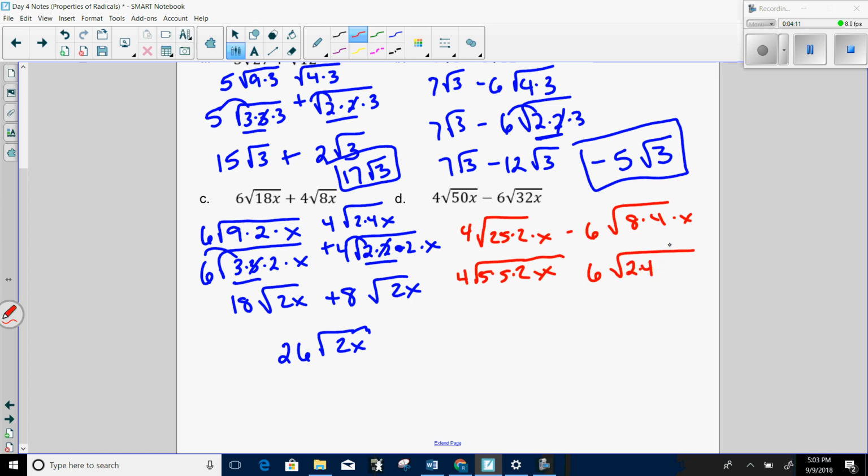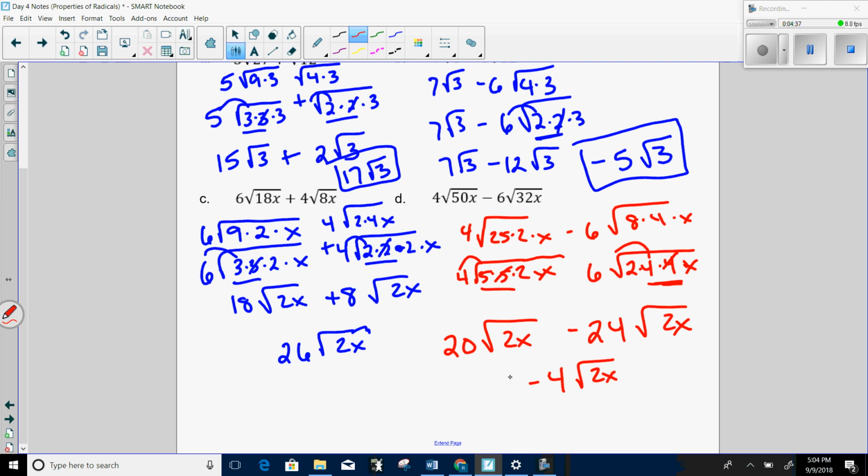But notice how there's a 4 here and there's a 4 here. If you just drop that down, you don't have to break down that 4 here because you're looking for pairs. Now, if you didn't recognize that, you could. And we look for pairs. The 5 comes out, gets crossed off, so that becomes 20 square root of 2x minus this 4 comes out. This one gets crossed off, and you get 24 square root of 2x. Combine like terms, and you get negative 4 square root of 2x, and that would be your final answer.